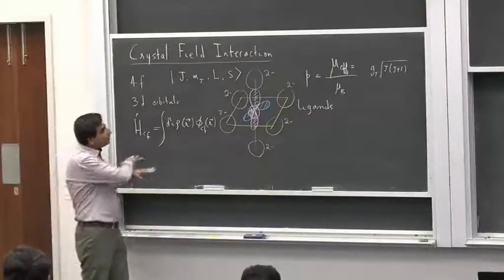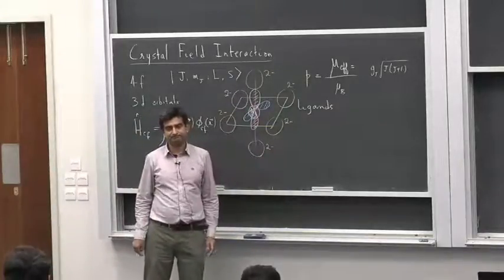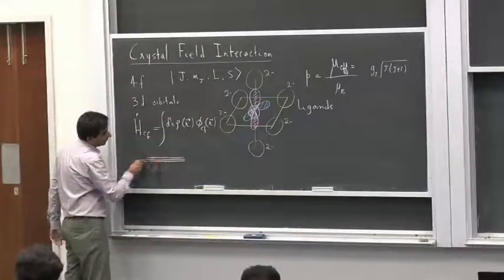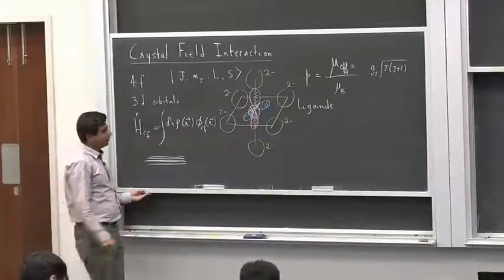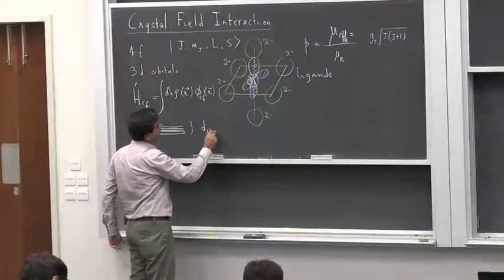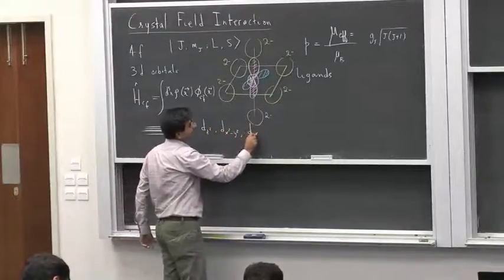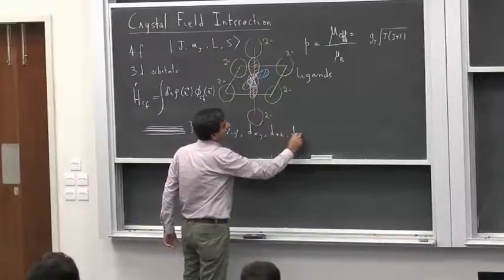Now all the d orbitals, in a free ion, are at the same energy. So there are 5 kinds of d orbitals. We all know that. All of them have the same energy. They are degenerate. Those d orbitals are labeled as dz squared, dx squared minus y squared, dxy, dxz, and dyz.